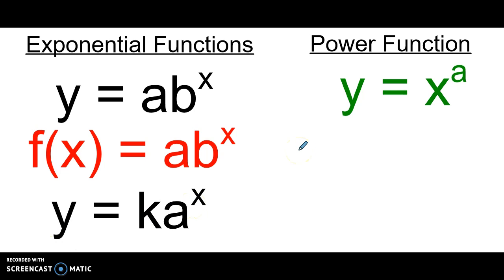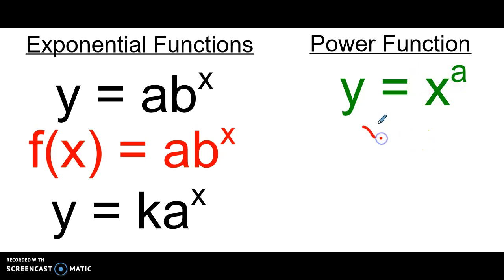Okay, I want to point out the difference, though, from a power function. In a power function, x is the base. See, I've got a constant here. B represents a constant, a represents a constant as my base. Here, x is the base. We call that a power function.